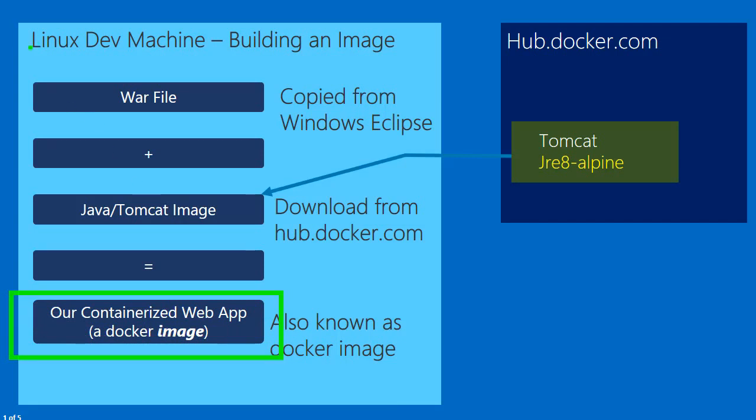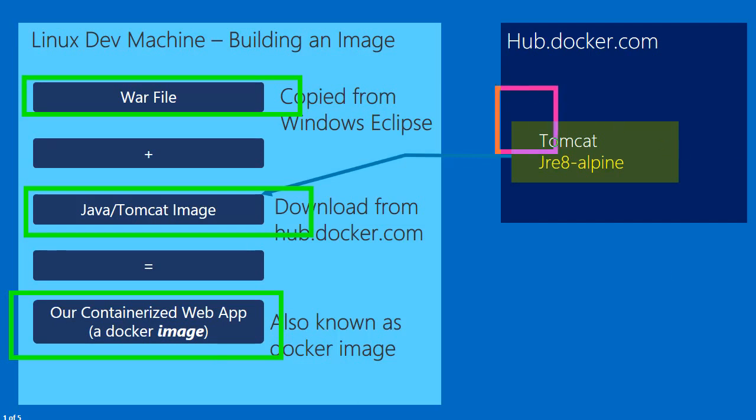And to do so, we're going to take that WAR file we just copied over, and we're going to issue a command that glues together a Java Tomcat image that we get from hub.docker.com that's created by the community. We're going to combine those two to create our image. And there'll be a couple steps to do that. Once we do that, we're going to upload our final image back up to hub.docker.com.